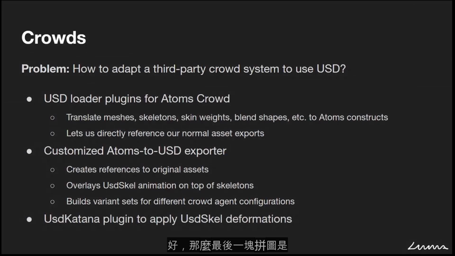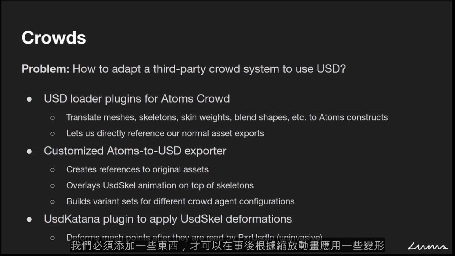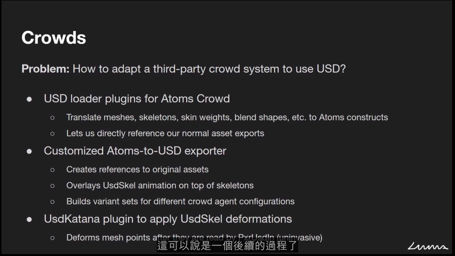So the last piece of the puzzle was that USD Katana does not have any way of actually doing anything special with the USD skel binding data. So we had to add something that would basically apply point deformations based on the skel animation after the fact. This happens as a post-process essentially. So Pixar's USD reads in a normal mesh, and it will read in an agent essentially in bind pose. And then we come along and we calculate the point-based deformation for the mesh, and then we just move the points around after the fact. So this way we don't lose any custom attribute data or anything like that that's attached to that asset.